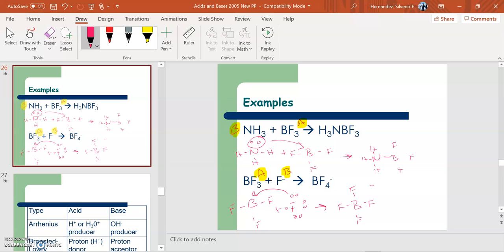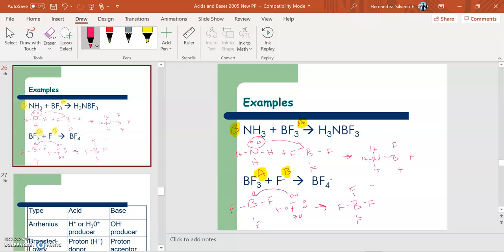I went ahead and drew the Lewis structures for these compounds. In the first example, you'll see that in the Lewis structure for NH3, there's a lone pair of electrons that's being donated over to the boron trifluoride. Since the NH3 is donating that lone pair of electrons, it's the base, and the boron trifluoride is accepting the electron pair, so it's the acid, and it produces this compound.